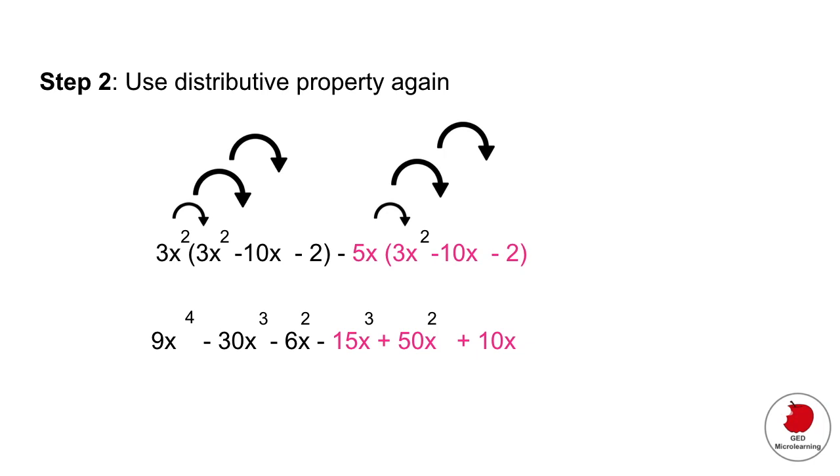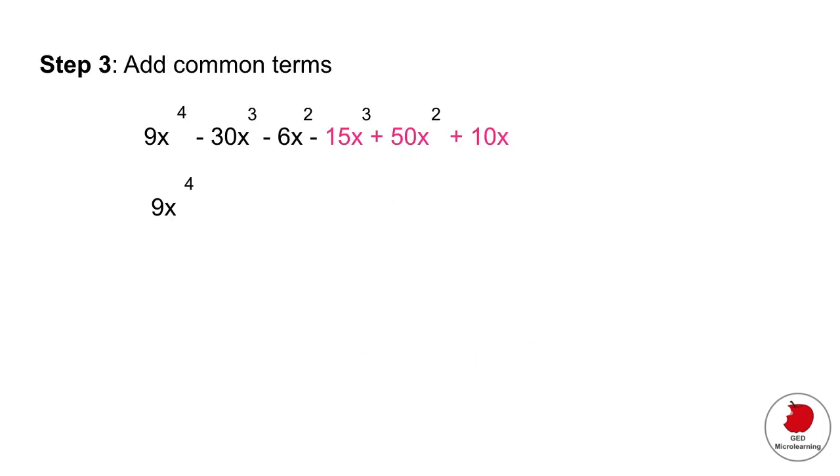And now you have to clean up this mess, and you do that by adding common terms. So remember, once again, common terms means that you add terms that have the same exponents. So you're going to add all the terms that have x to the power of 3 together, all the terms that have x squared together, all the terms that have x together. Okay, so 9x to the 4th is the only term with that exponent, so we're done there.